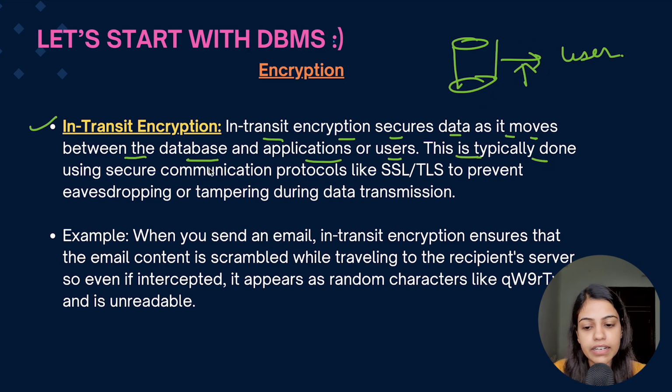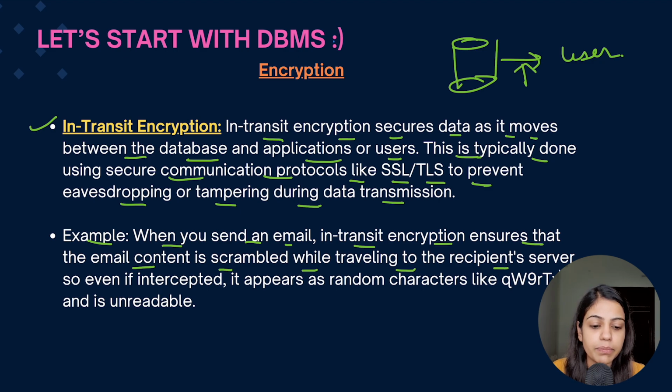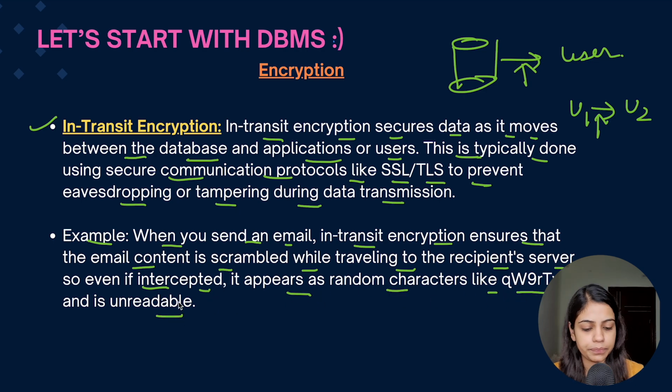So this is typically done using secure communication protocols like SSL, TLS to prevent eavesdropping or tampering during the data transmission. So for example, when you send an email, in-transit encryption ensures that the email content is scrambled while traveling to the recipient server. So whenever user 1 is going to send an email to user 2, this particular data is encrypted while traveling from user 1 to user 2, or sender to recipient. So even if it is intercepted, it appears as random characters like this, and that is unreadable.